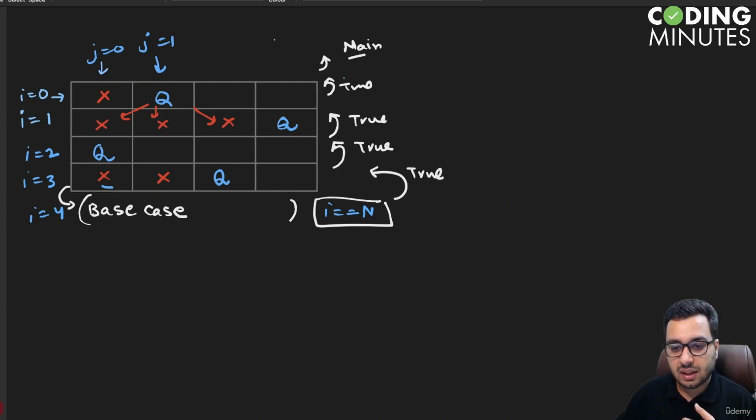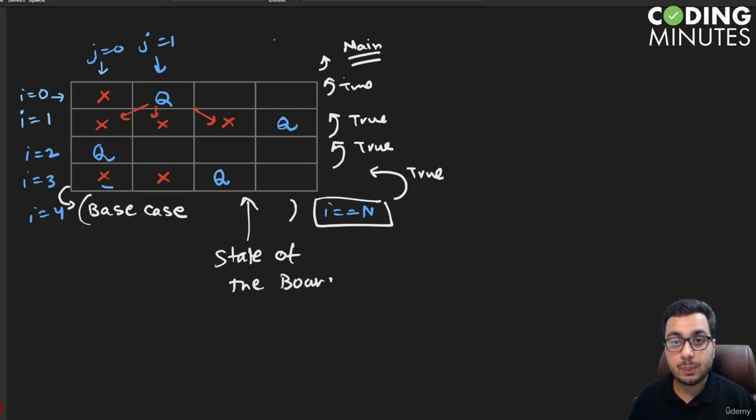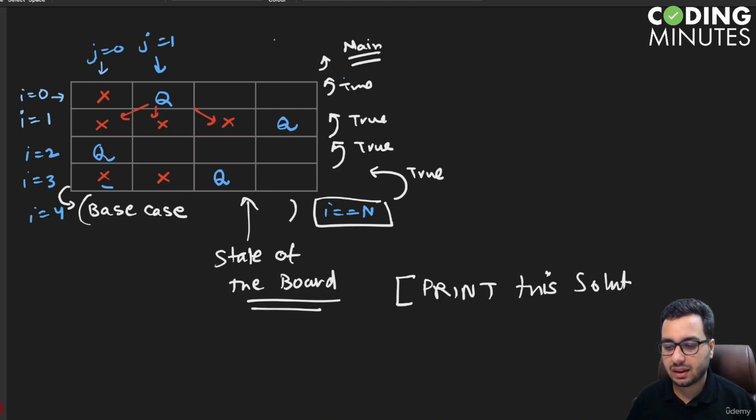Finally, main will get to know that the solution of this problem exists, and in the base case, when the base case was hit, we had the state of the board. And we could easily print this particular solution. What we will do is print this solution, and we are done. That's what we are going to do.